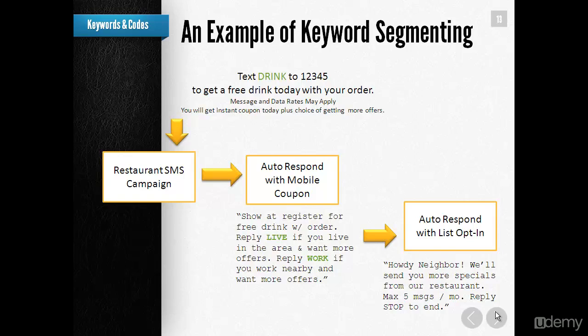So in this example, it says show at register for a free drink with order, reply live if you live in the area and want more offers, reply work if you work nearby and want more offers. Now what this would do is essentially segment the list into 3 different options, and I'll show you about that in a second here. But make sure then you would have your auto response with the list opt-in. So once someone replied, then you would answer back to say, hey, great, you're on the list. We're going to send you more specials.